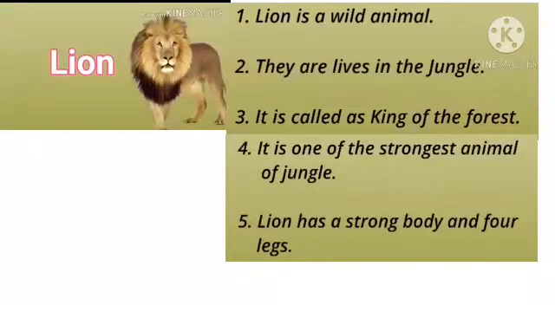Next we can see another example. See, look at the picture of the lion. Here we need to say something about this lion. Before that you need to observe the picture carefully. Then you can say: Lion is a wild animal. They live in the jungle. It is called the king of the forest. Fourth one, it is one of the strongest animals of the jungle. Fifth one, lion has a strong body and 4 legs.